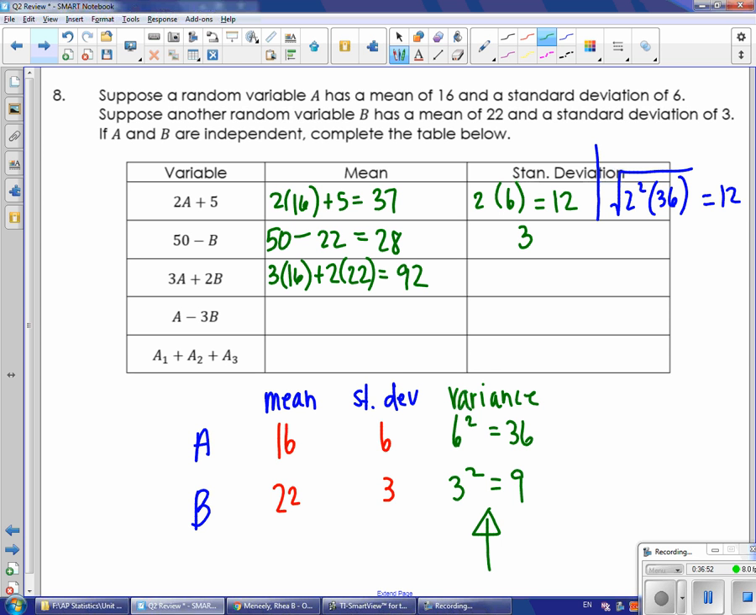To get to the standard deviation, though, I have to deal with the variance first. So I'm doing 3 squared times the variance of a, which is 36, plus 2 squared times the variance of b, which is 9. And the standard deviation is the square root of all that. And you can do it in 2 steps if you want, but this ends up giving you 18.974.